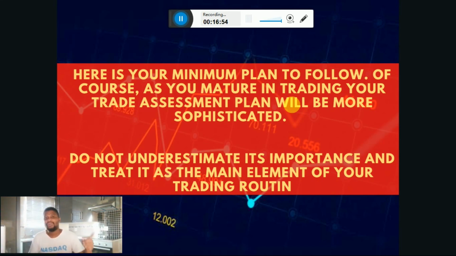Jot everything down. If something is unusual, write all those things down, keep a journal, write some notes, make some screenshots, take accountability for your mistakes, and do not underestimate the importance of this trading plan. Treat it as the main element of your trading routine. So I hope, guys, this will be very, very much educational.